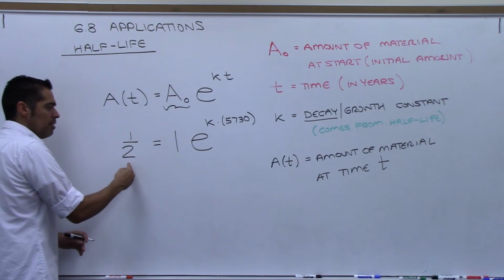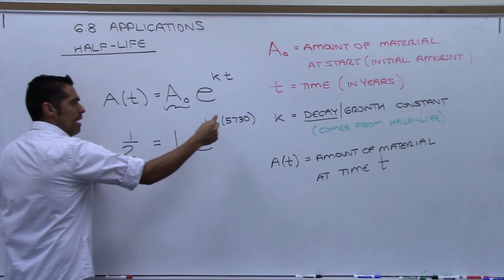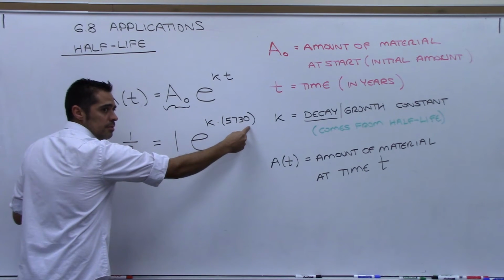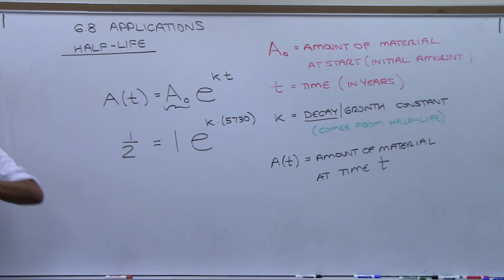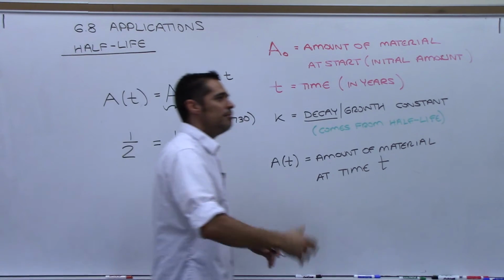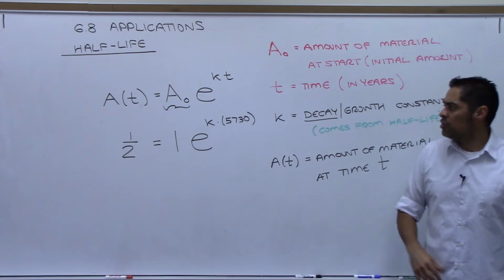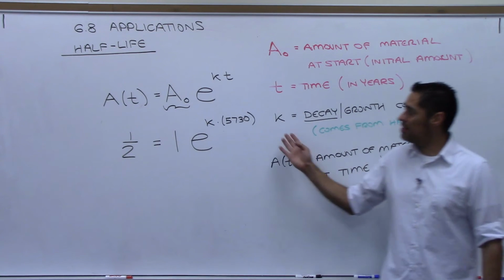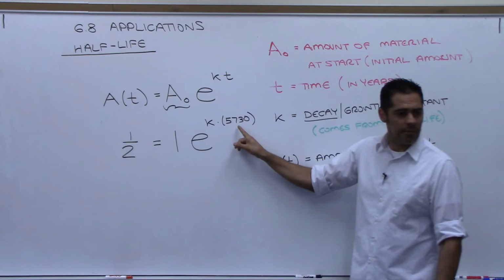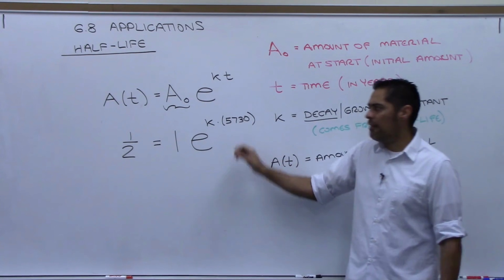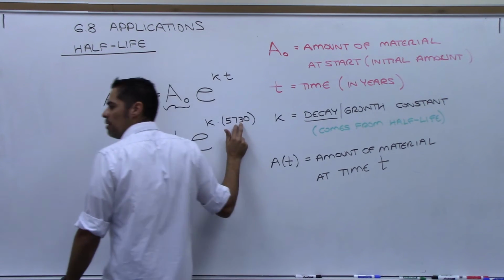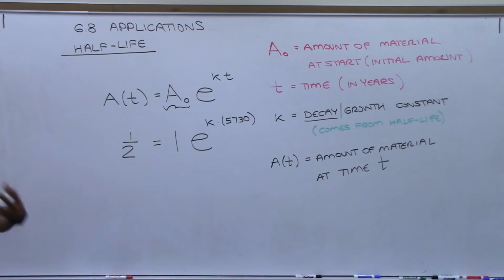Half the material's there. We started with all of it after 5,730 years. So if someone came in and did a totally different problem and gave me uranium, which maybe has a half-life of like 12,000 years or something, it would be the same setup, except that would be 12,000 whatever years. If the half-life was 1 year, then we replace that with 1. So this is how you get K for any exponential decay or growth problem.